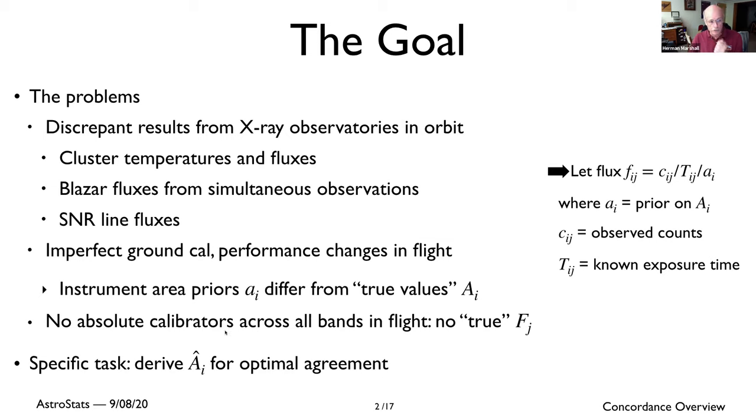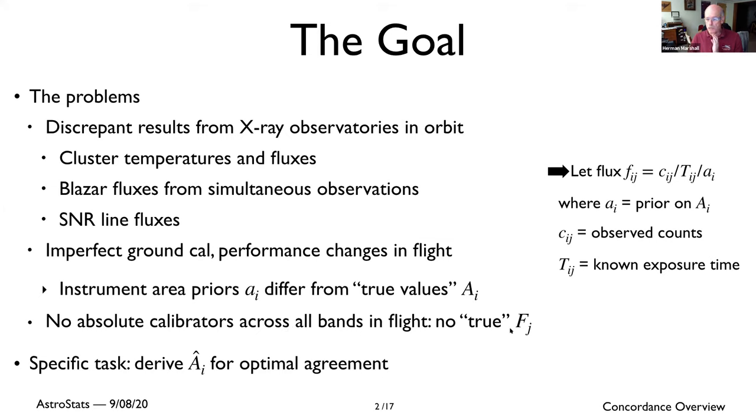Another of the problems is that we don't have absolute calibrators. We do not have sources in the sky that are constant in time and effective for many different band passes. I was going to bring up one case: it used to be that the Crab Nebula was the calibration source. Everybody used it, but that was in prehistory. Now we know that the Crab Nebula actually varies. It's also extended, which makes it really hard to use for cross calibration, and its spectrum isn't exactly well known. So we do not have absolute calibrators in flight.